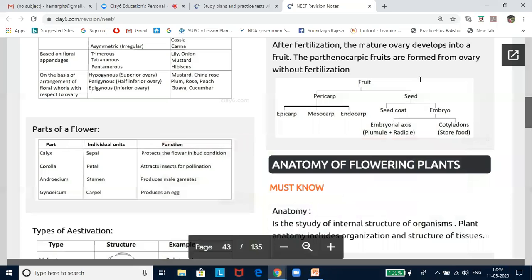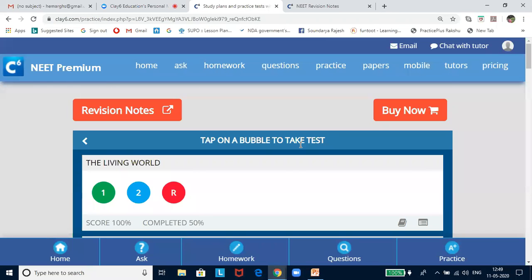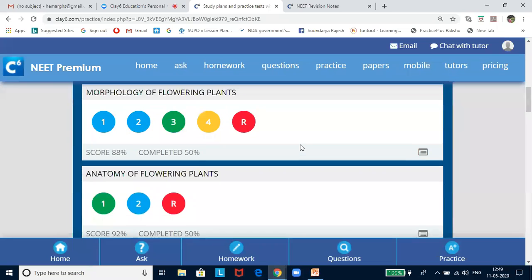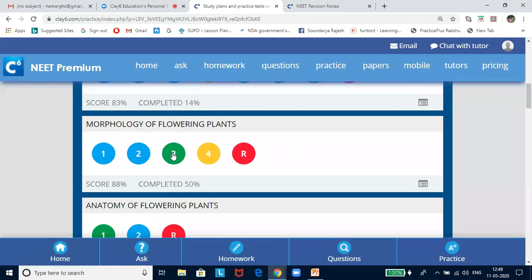So with this completes your revision of the lesson morphology of flowering plants. Now let us get back to the test. So I said morphology, let us look into test 3 today.